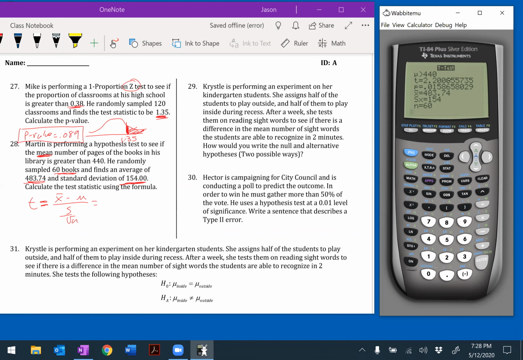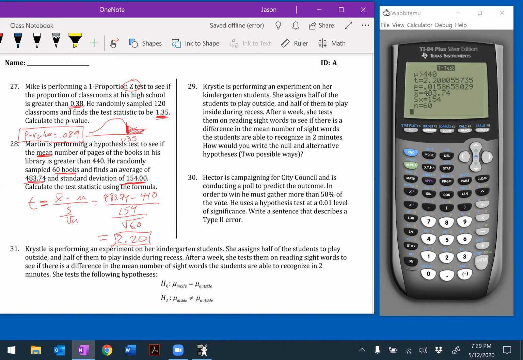So you could have the calculator do it. When we calculate this out by hand, it would look like 483.74 minus 440, all over 154 over the square root of 60. And if you were to calculate that out, you get 2.20, which is what the calculator gave us.